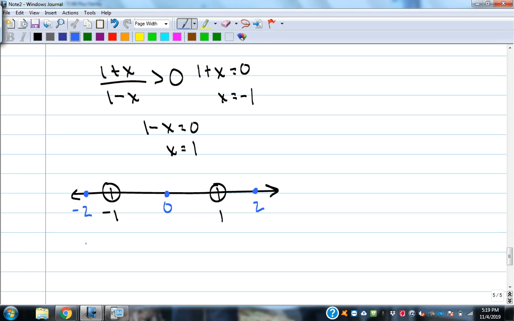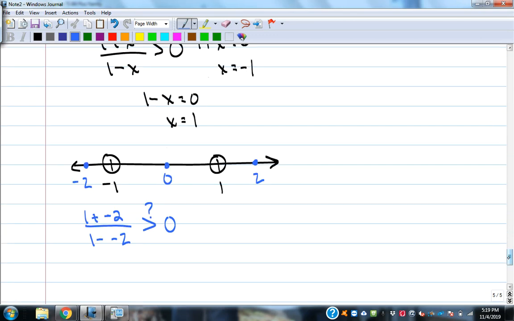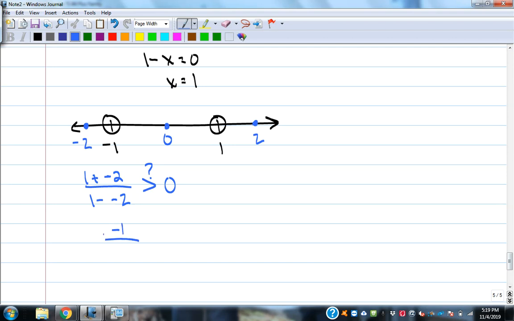So if I plug in -2, the question is, is that greater than 0 when I work that out? So that's going to be -1 over +3. Is -1 divided by 3 greater than 0? No. So this area is false. Then I go and check 0. 1 plus 0 over 1 minus 0.